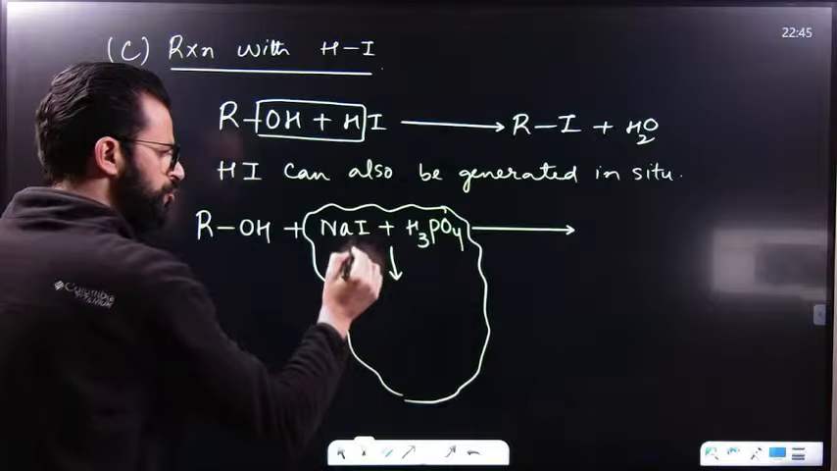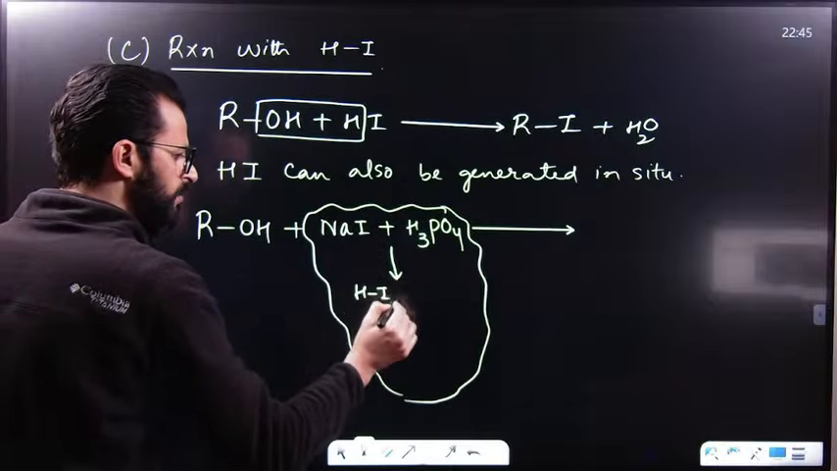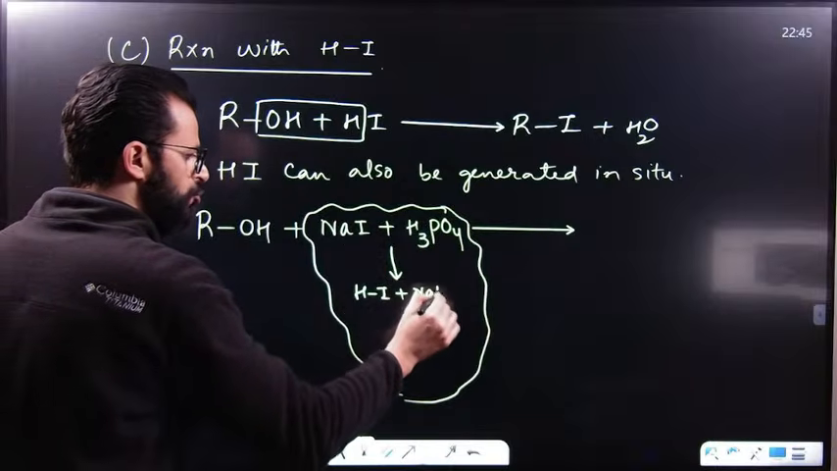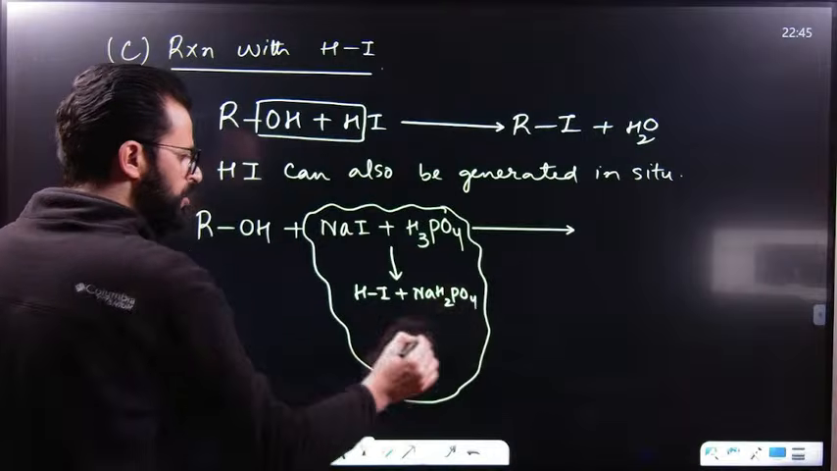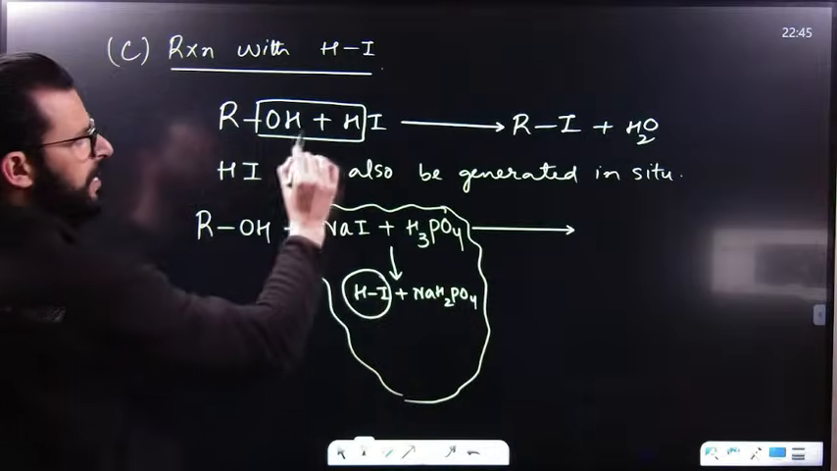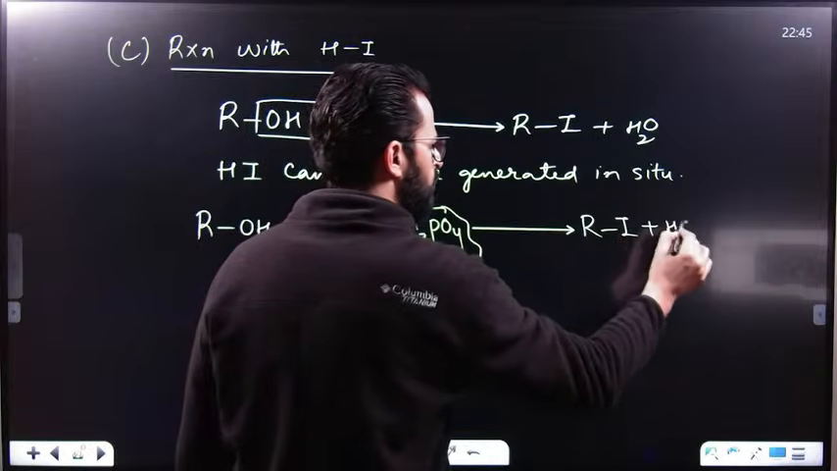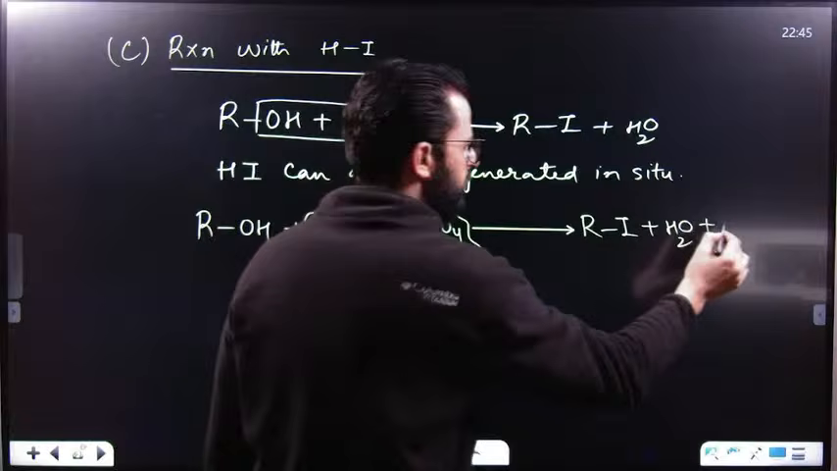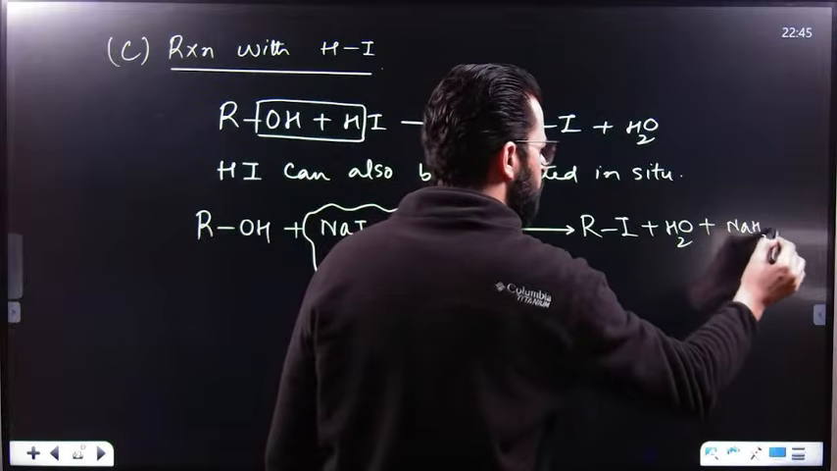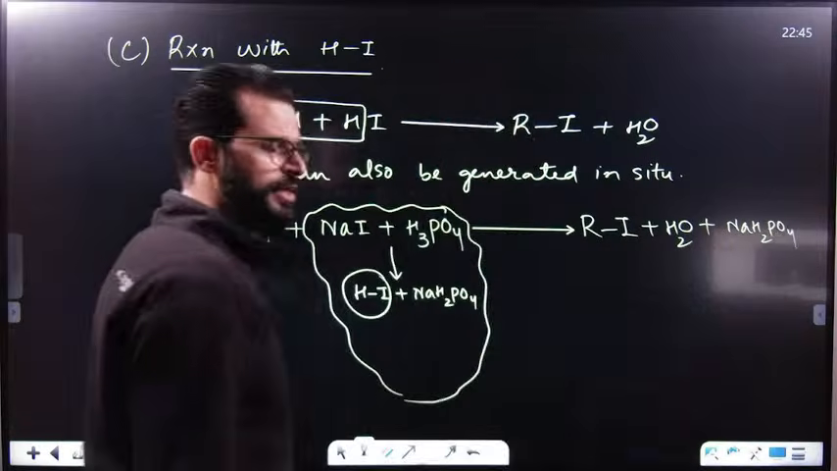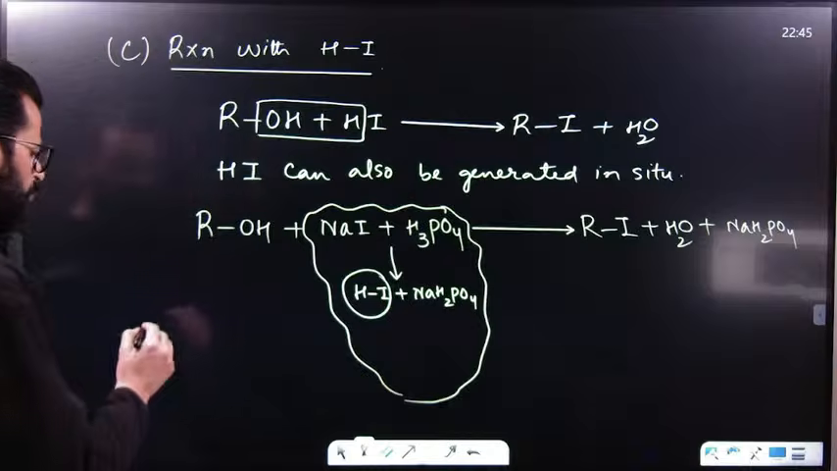So H+ I-, that means HI will be formed, and NaH2PO4. This HI will react with ROH like this, and it will result in the formation of RI plus H2O. This will not react, so it will remain as it is. So it is NaH2PO4. Now the question is, why do we not use H2SO4?